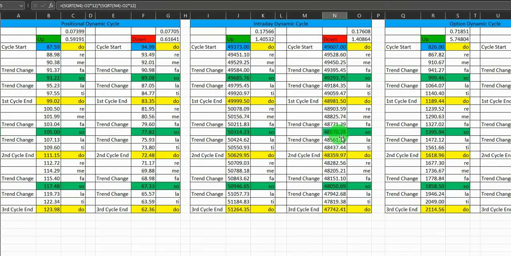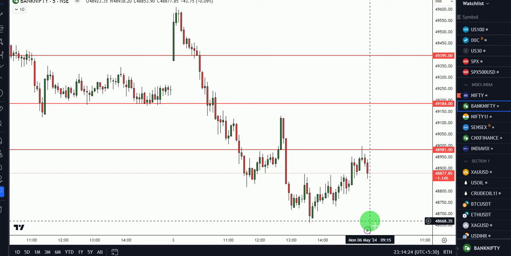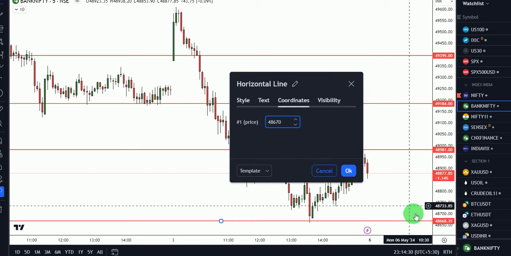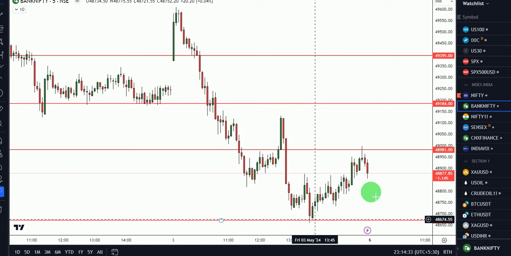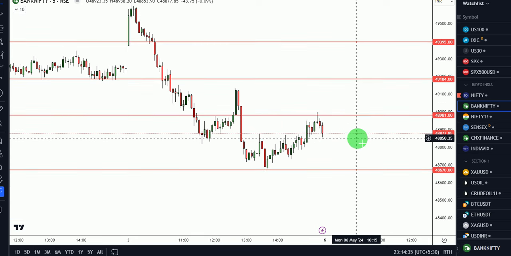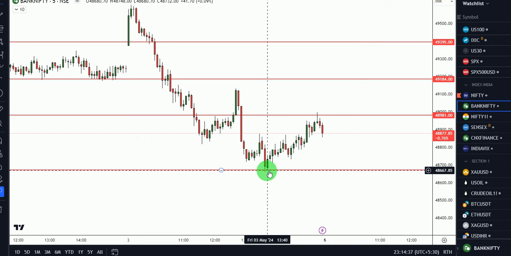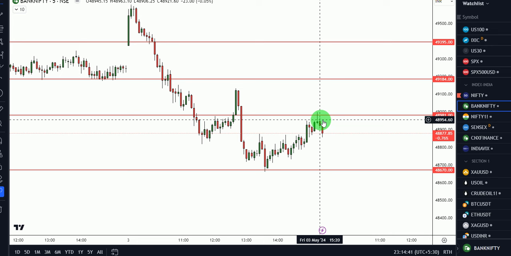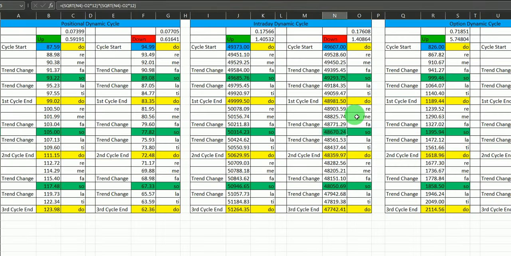So I took the midpoint at 48,670. So you know the low. What is the low made? So it is perfectly obeying. See, after hitting this level, again it comes to the one cycle end, taking a resistance. So how is it obeying this? You can identify here very much for intraday. It will be helpful for intraday. Same manner you can apply for positional also.